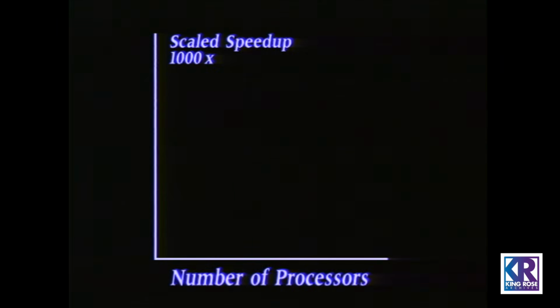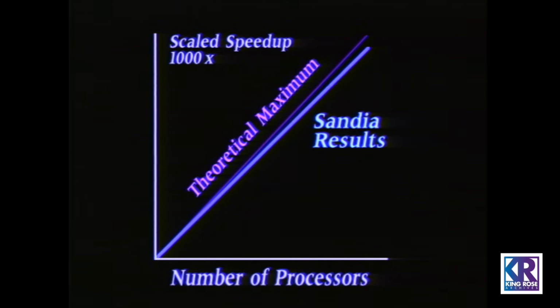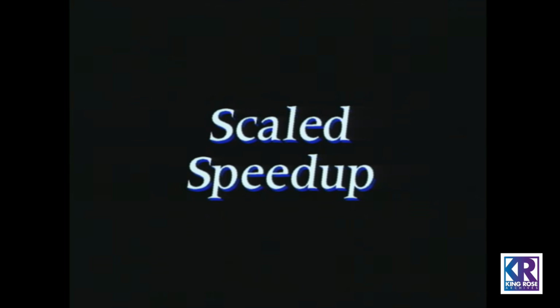Specifically, Sandia demonstrated that when the problem size is increased in proportion to the number of processors, the speed of solution can also increase in proportion to the number of processors. The key was to change the thought process from trying to speed up a fixed size problem to scaling the problem size with the number of processors. This idea is called scaled speedup.